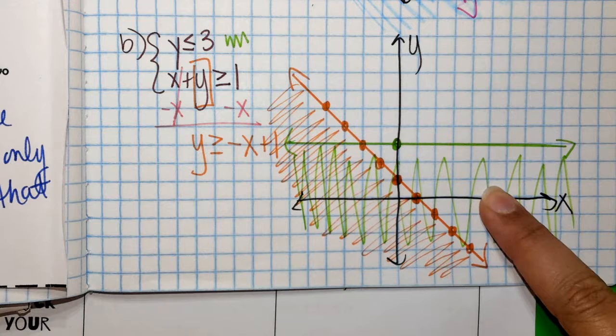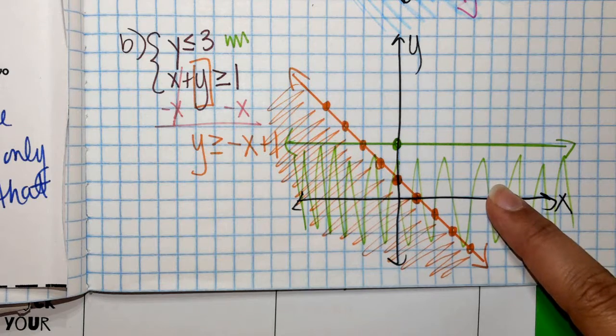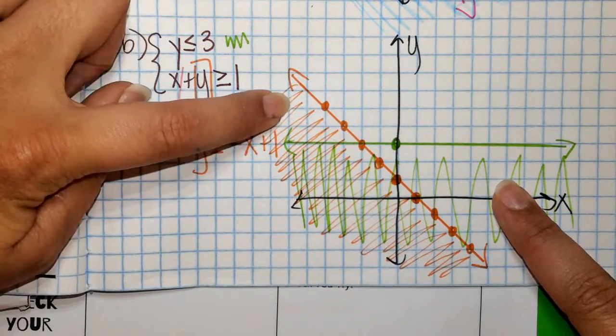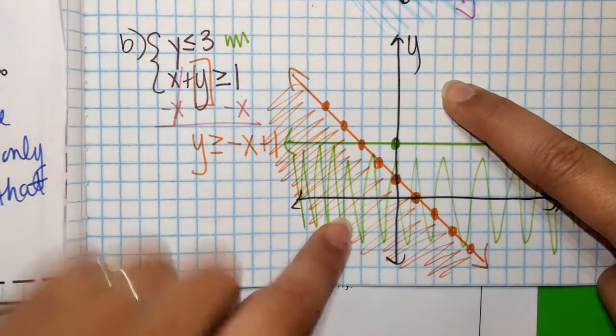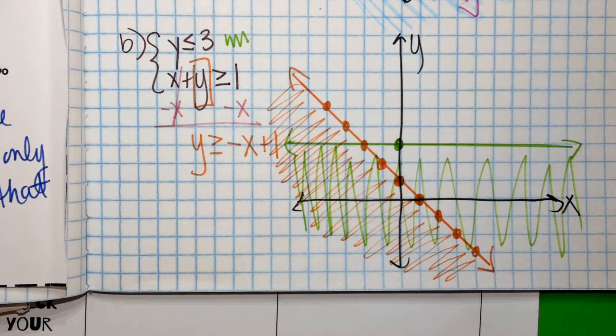Alright, now where are my solutions? Are my solutions over here? Yes. No. Does this have both of the colors right here? Alright, what about right here? Yes. No. No. What about right here? No. What about here? Yes, because that has both of the colors.